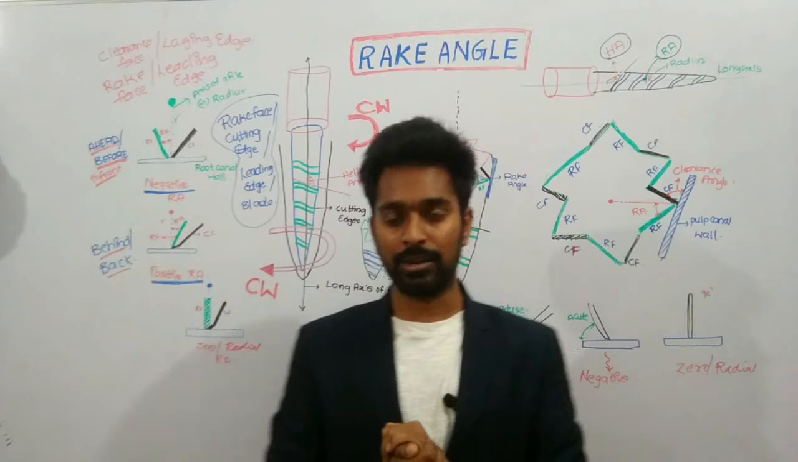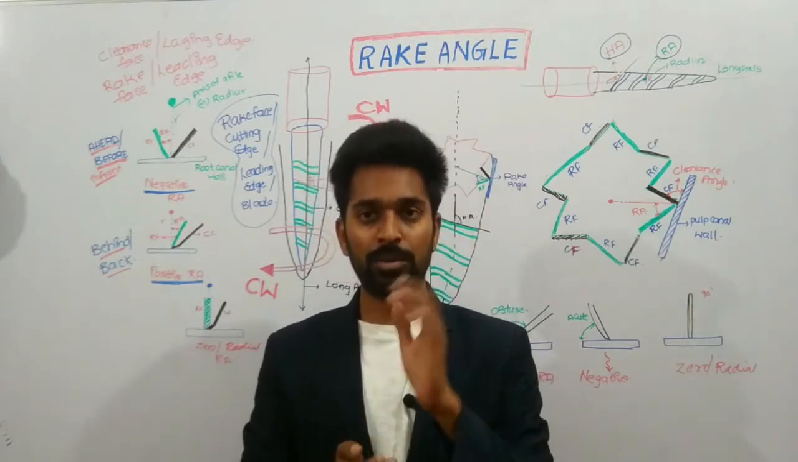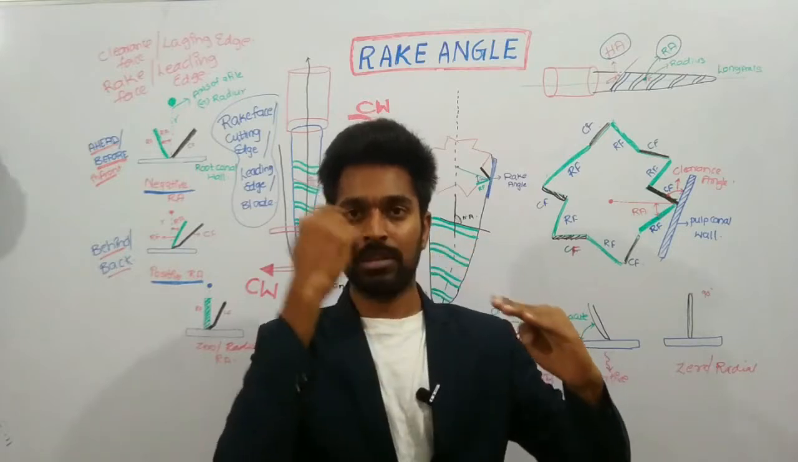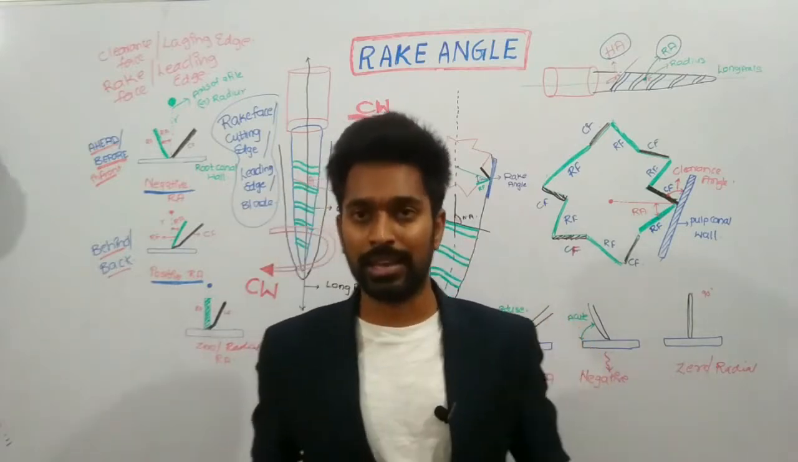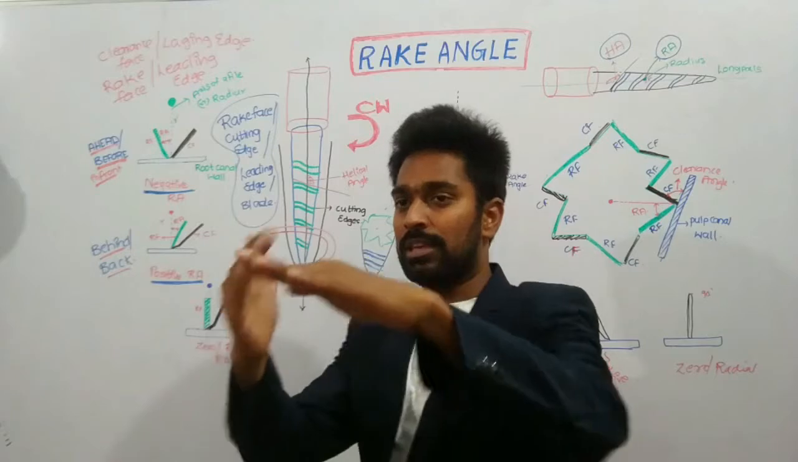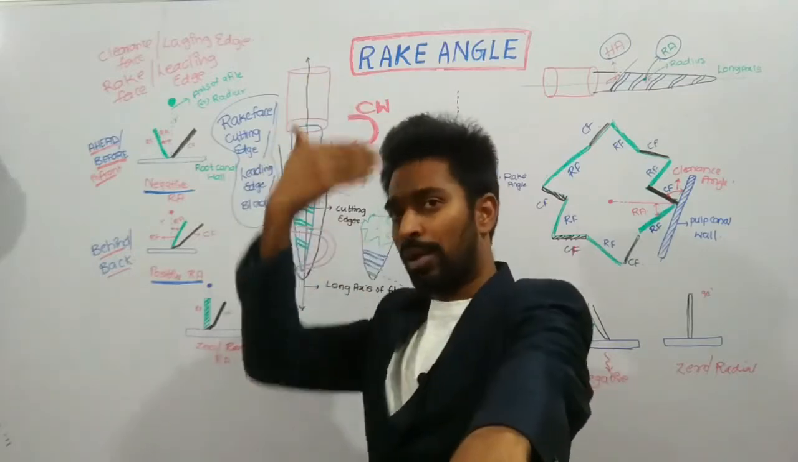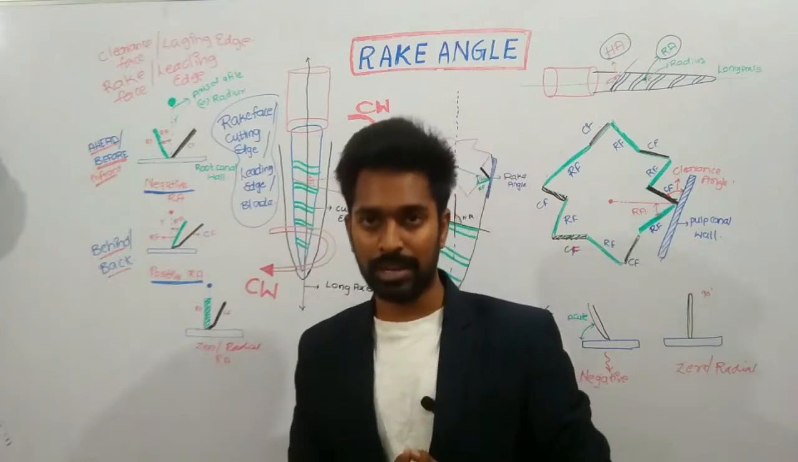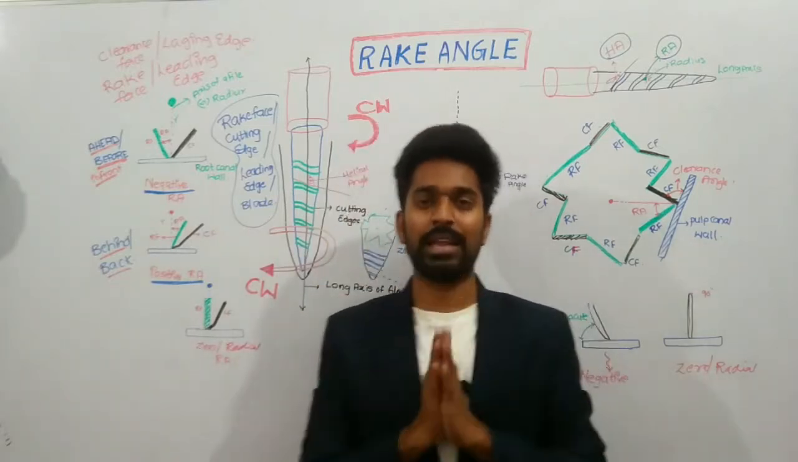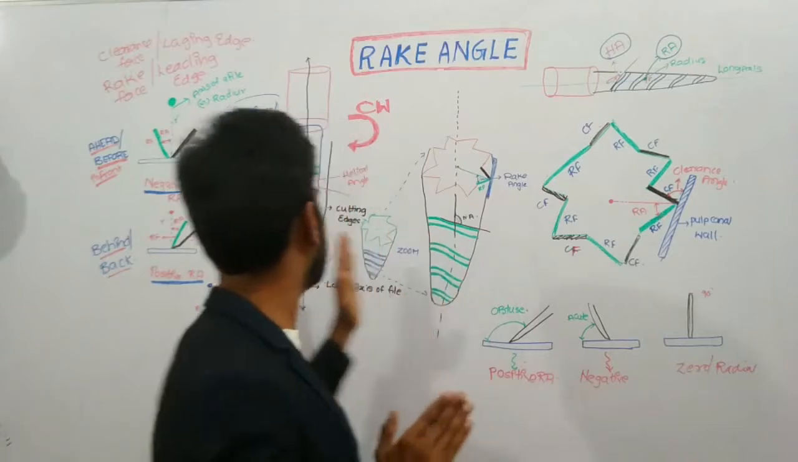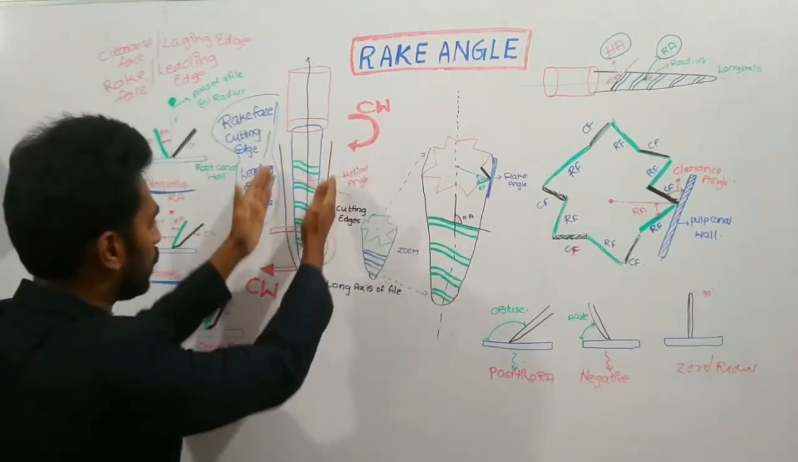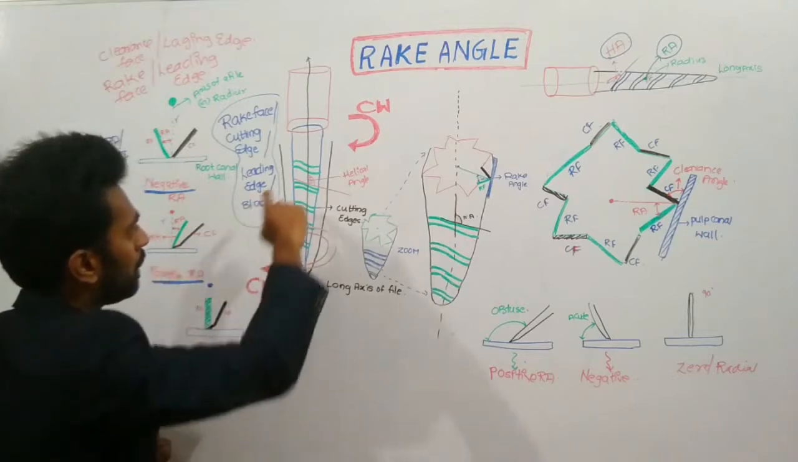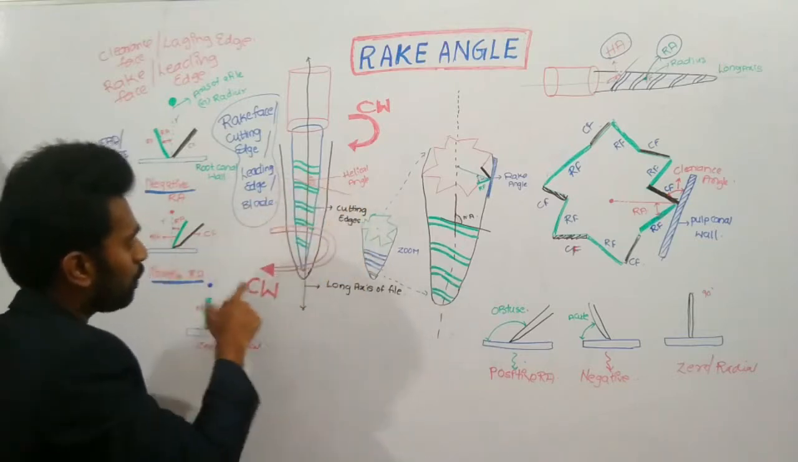Coming to the helical angle, the angle which is formed between the long axis of a file and the cutting edge is called the helical angle. Suppose this is my cutting edge and this is the long axis of a file. The angle formed between the long axis of the file and the cutting edge is called helical angle. If you observe this diagram, this is a root canal where a rotary file is inserted. The rotary file is rotating in a clockwise direction.